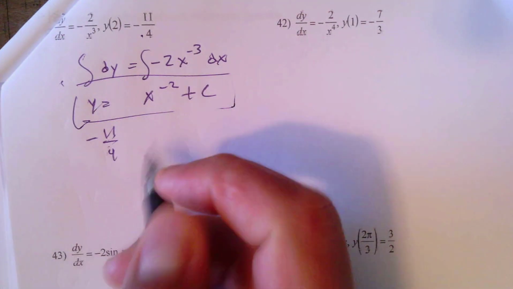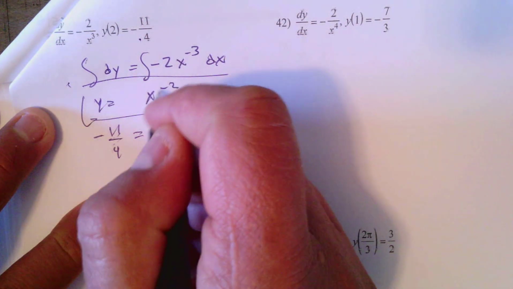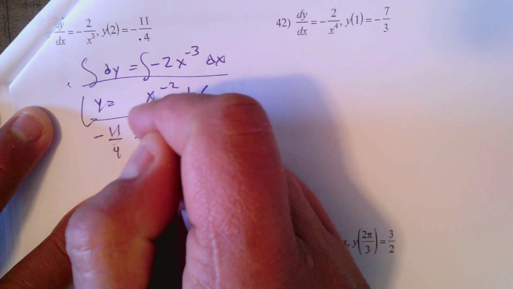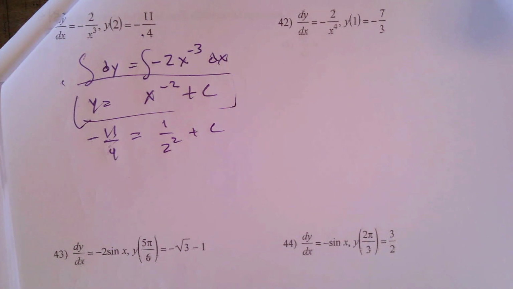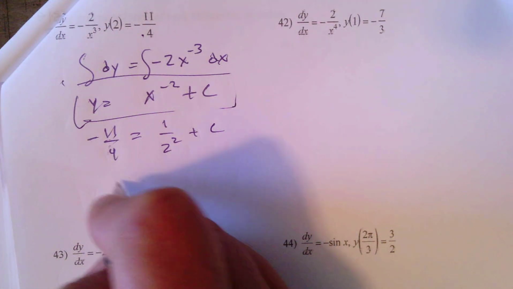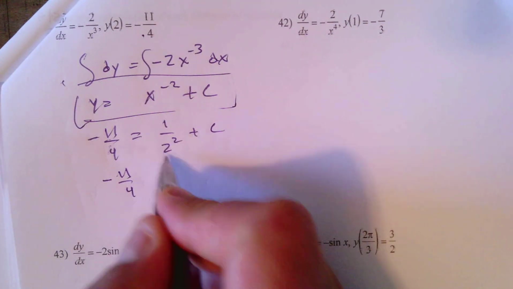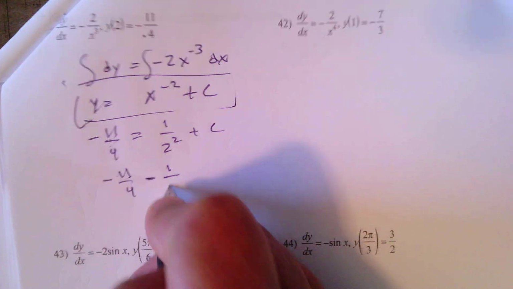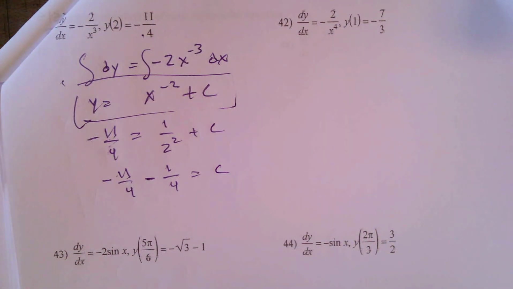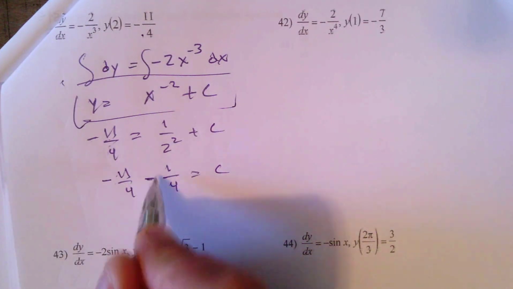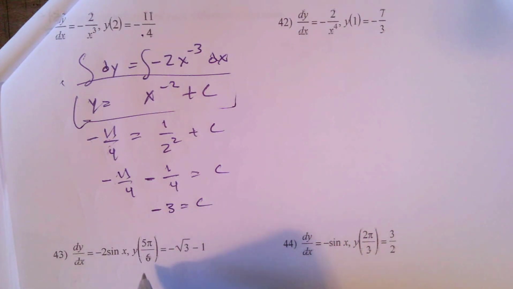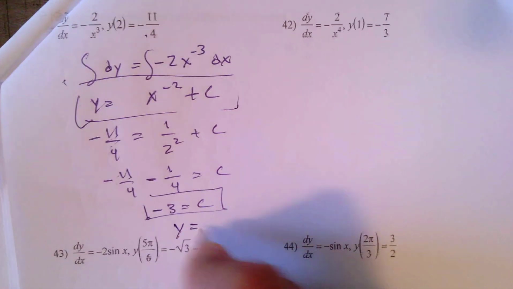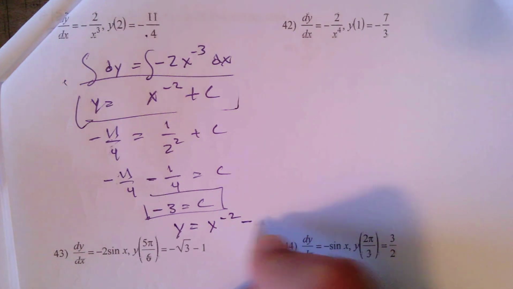Now we put in negative 11 fourths for y. We're going to put in 2 for x. Remember, this means 1 over x squared plus c. And we've got to find the value for c here. So we've got to solve this. This is going to come out to 1/4. So we're going to subtract 1/4 here from both sides. And negative 11 fourths minus 1/4 is going to be negative 12 fourths, which is going to be negative 3. So we have c is equal to negative 3, which now we can write our final solution, which is y equals x to the negative 2 minus 3.